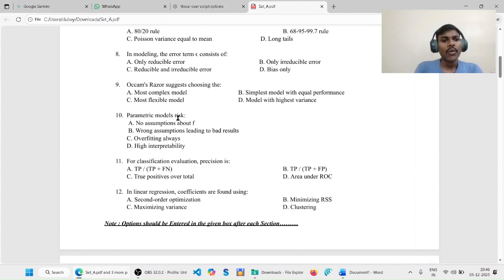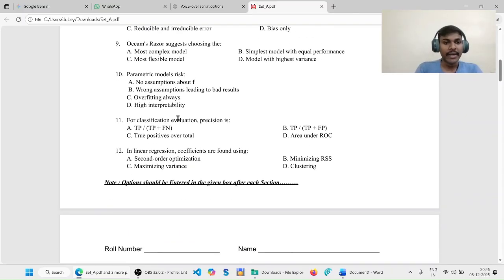Question 9. Occam's razor suggests choosing the most complex model, the simplest model with equal performance, the most flexible model, or the model with the highest variance. The correct option is option B, the simplest model with equal performance. When two models perform equally well, the simpler one is usually more reliable. A complex model may overfit by capturing noise. That's why complex models are mostly not preferred over the simple model. Simplicity improves generalization and interpretability.